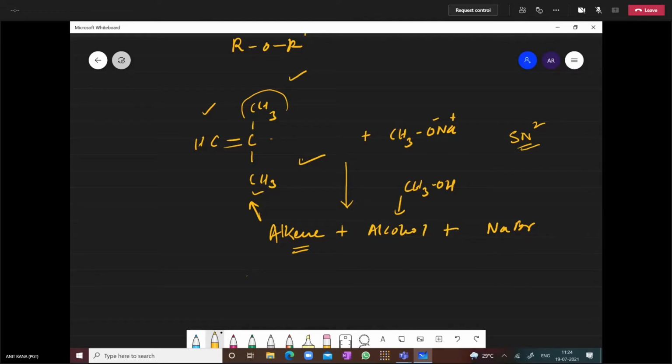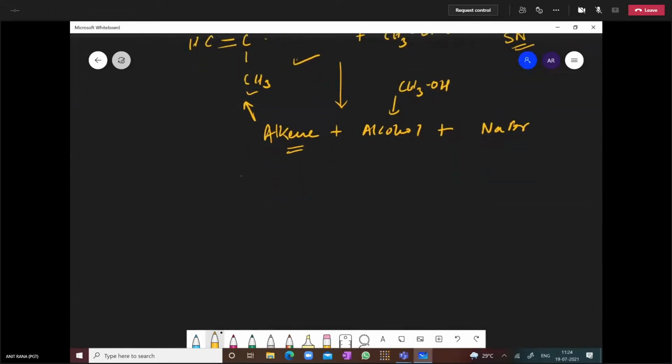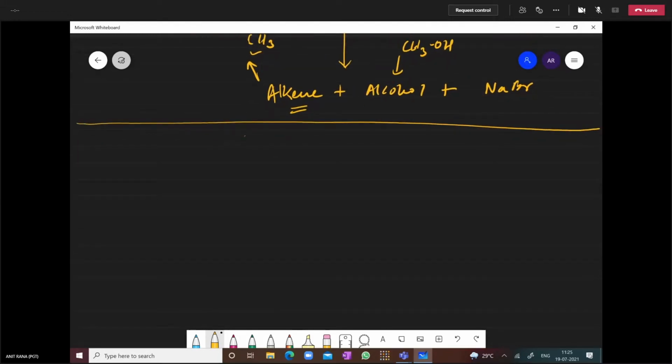SN1, SN2 mechanism. I hope it is clear to everyone. Optical activity, enantiomers. Study more related to the preparation and properties, chemical properties, preparation, and solubility, non-soluble, why it is more soluble, why it's more reactive, clear? The reasons you should know, so reasoning questions will be there.